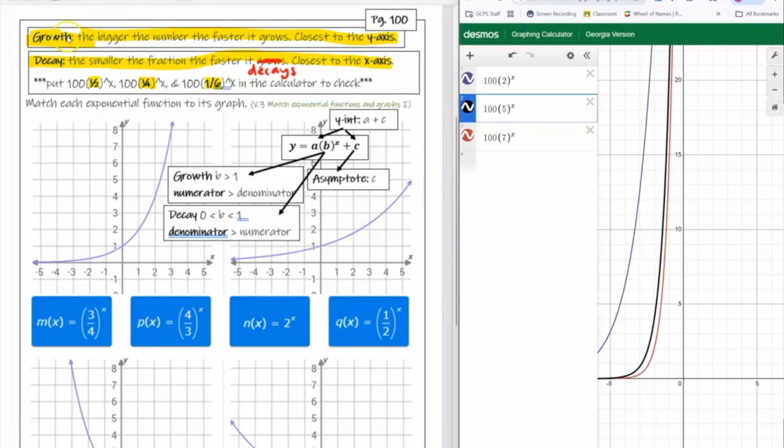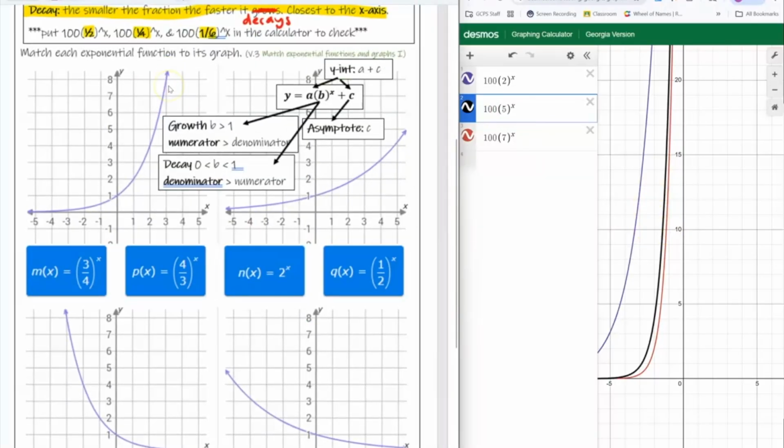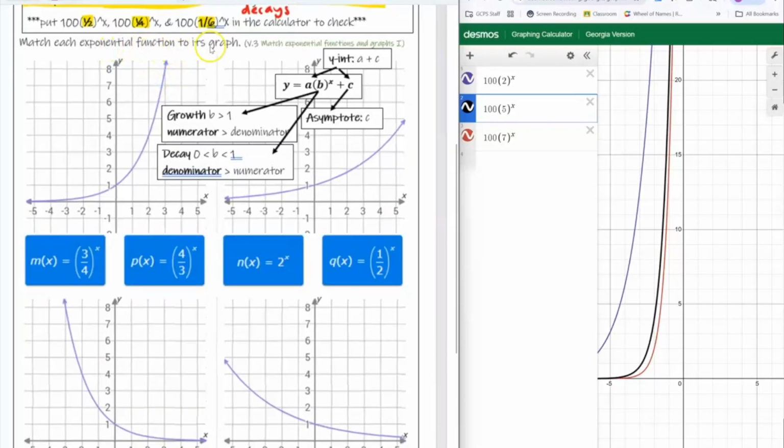All right, so those are the two shortcuts that you need. And if you forget how to do them, you can make up your own numbers in decimals and look at it. Now let's actually do questions based on that. So based on this, let's match the exponential function to its graph.